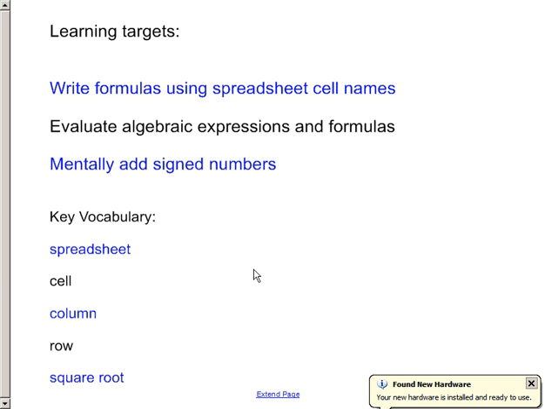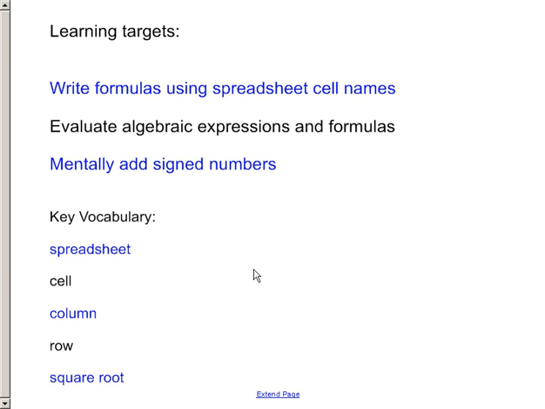Today I am going to talk about lessons 3.7 and 3.8. We worked on 3.7 before the break and we'll be working on 3.8 right after the break. So on this first page, you see our learning targets for these two lessons. First of all, you learned how to write formulas using spreadsheet names.